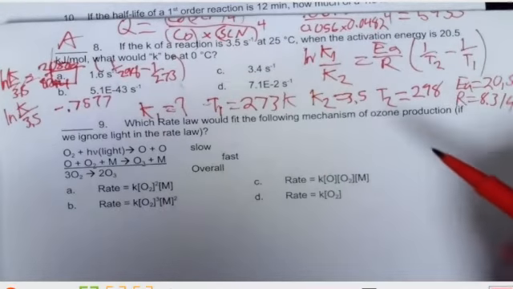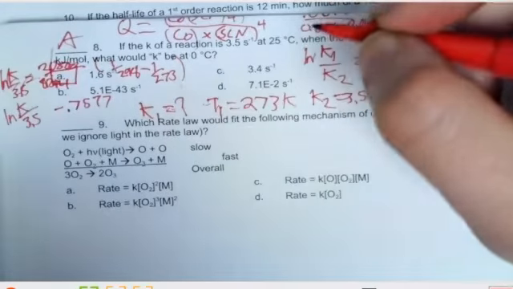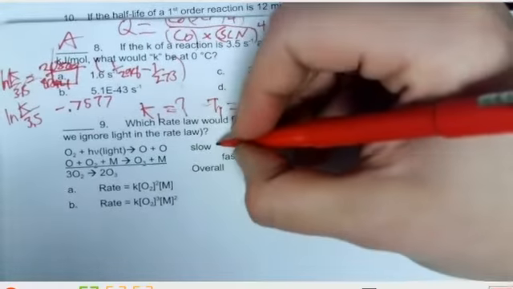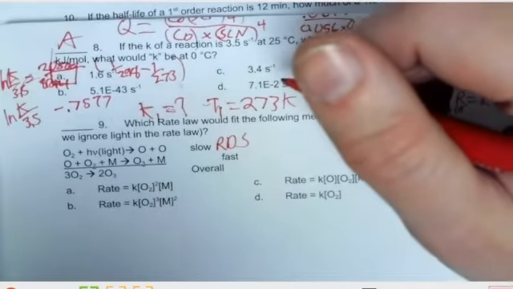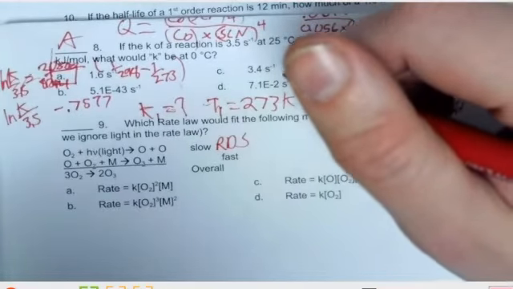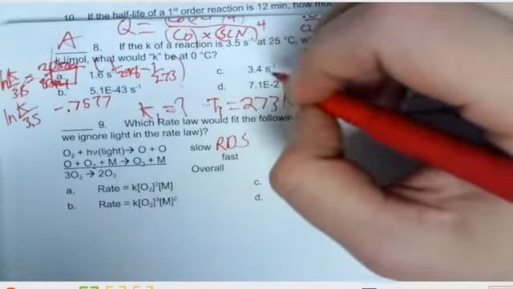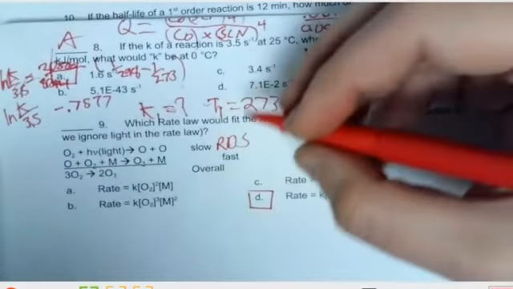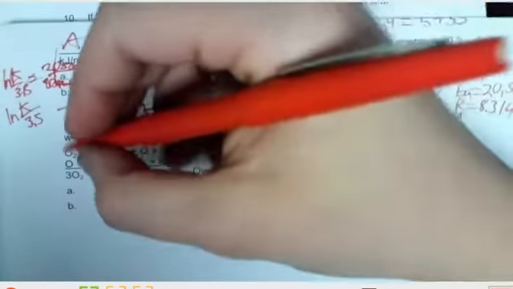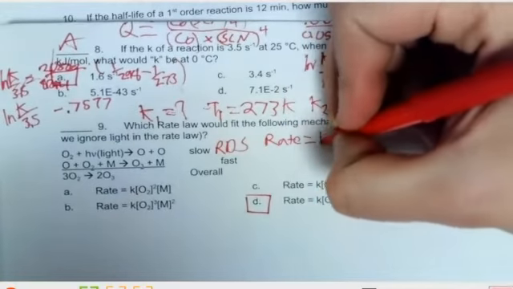Now, rate law, this one's much harder than, say, I might ask you. If we ignore light in the rate law, what is the following mechanism? So the rate determining step is what controls our reaction mechanism, which is what controls our rate law. If the first step is slow, the equation will be simple. So it's just that. That rate law is just rate equals K O2.